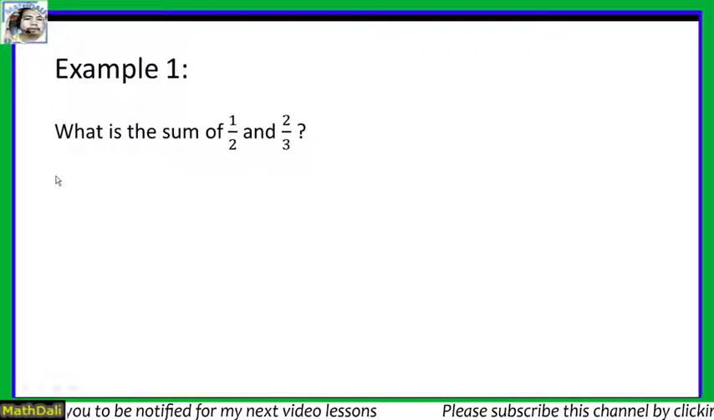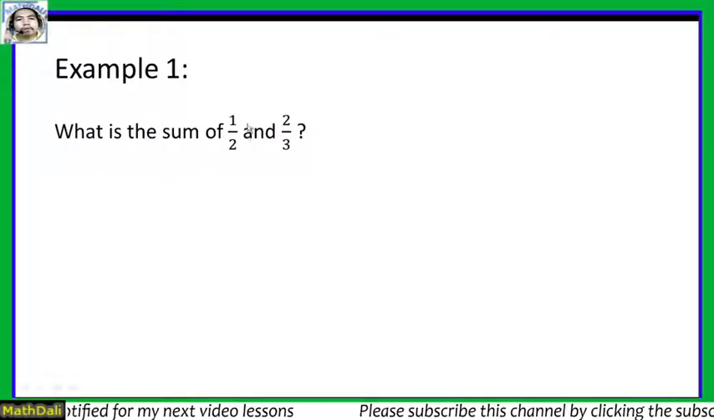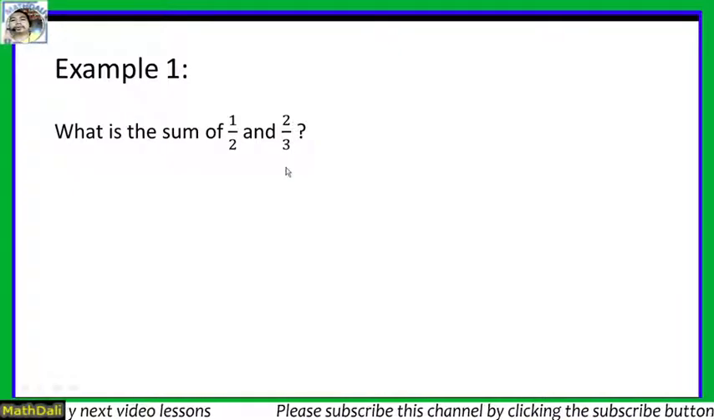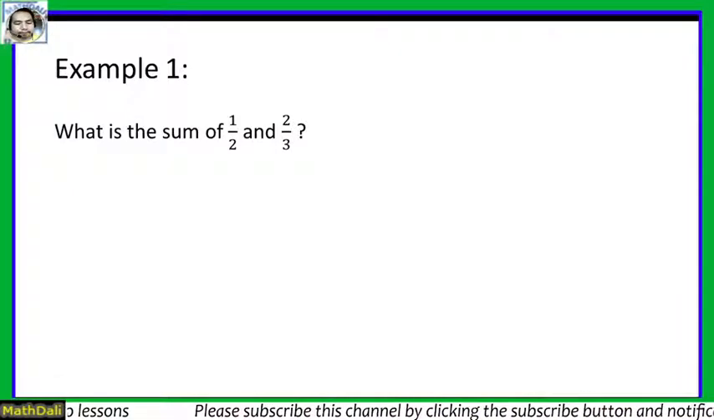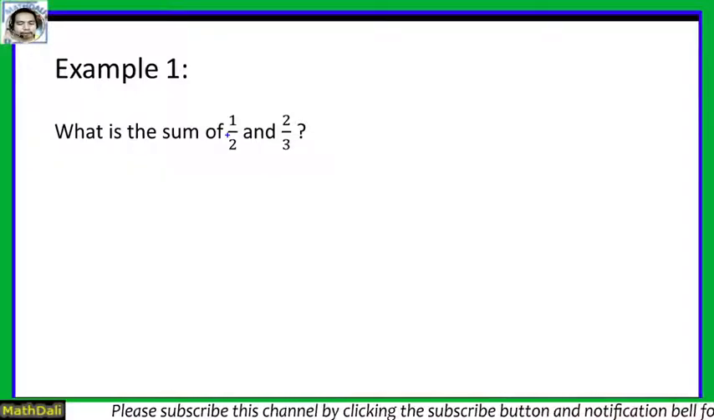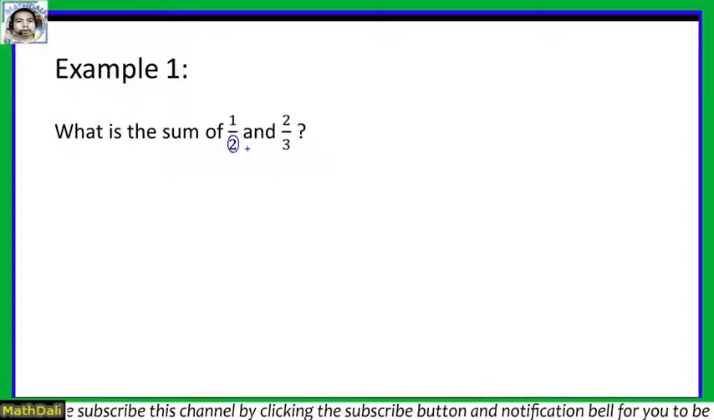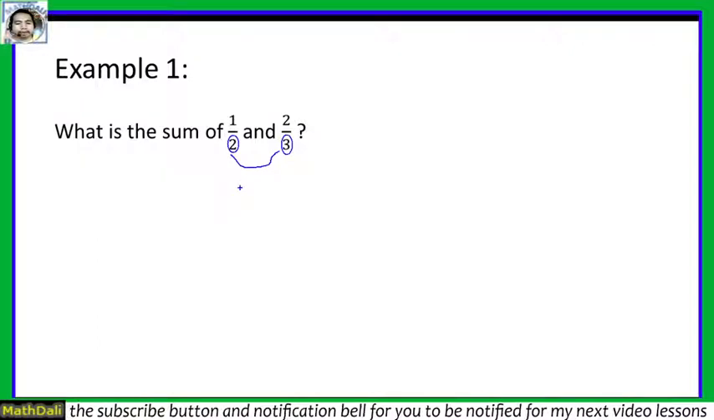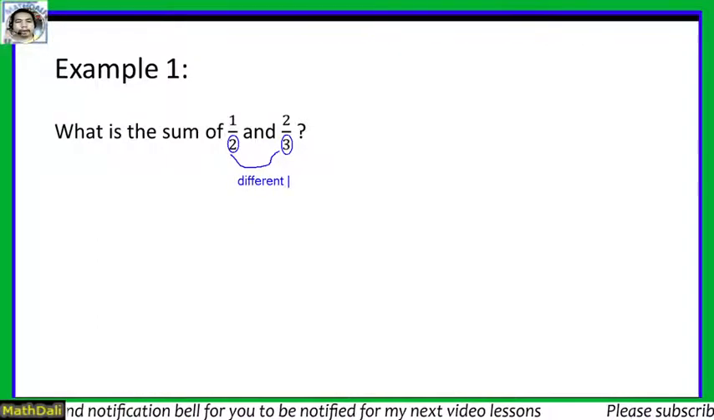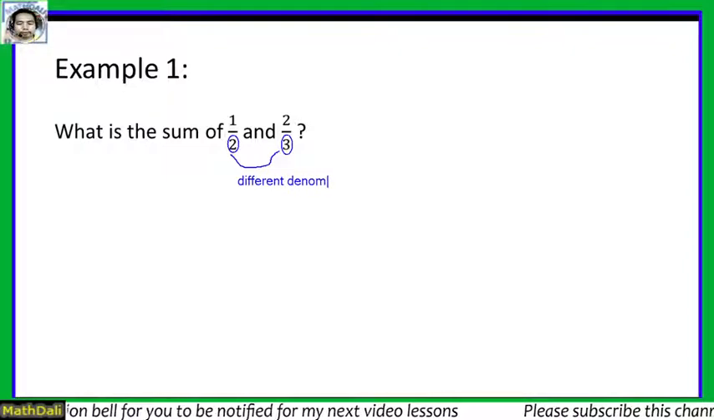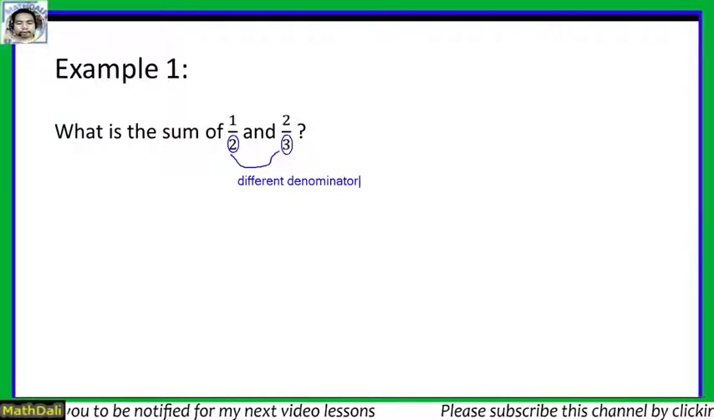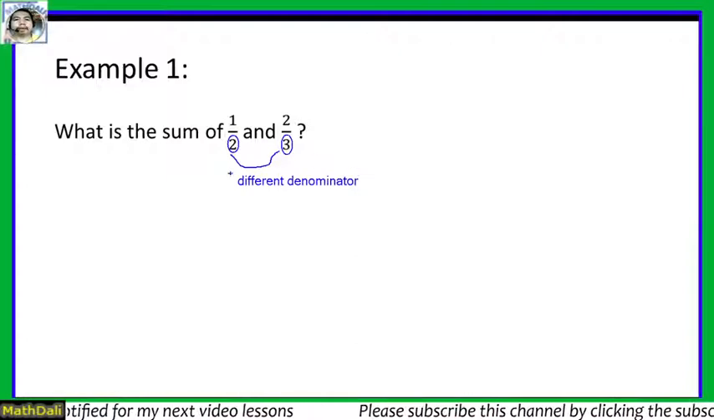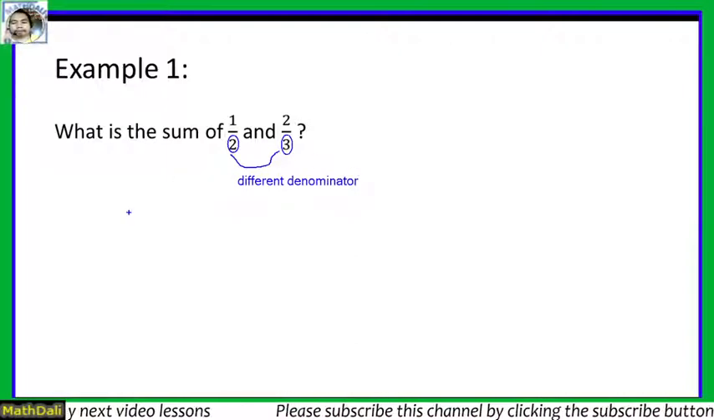Okay, so let us have this. What is the sum of 1/2 and 2/3? Ayan, makikita ninyo dito, yung ating denominator, we have 2 and we also have 3, yung second fraction natin. So, makikita natin dito, magkaiba yung kanilang denominator. Yan. Different denominator. Ang tawag natin dito ay dissimilar fraction. So, paano ba i-add to?